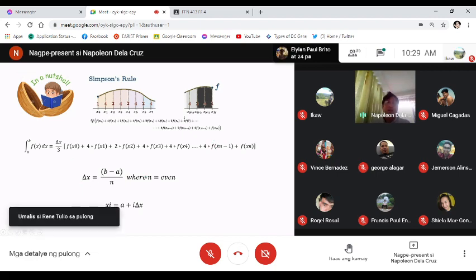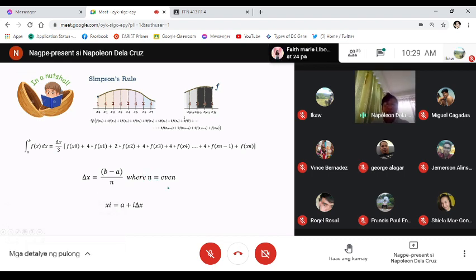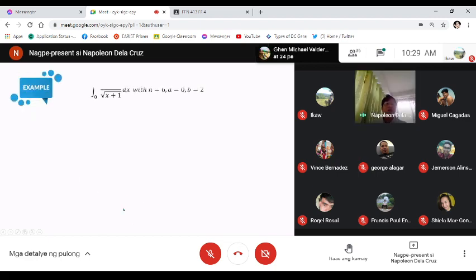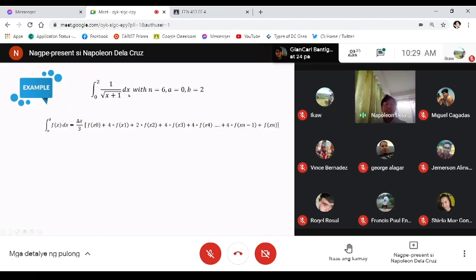Okay? The delta x will be the same formula as the trapezoidal rule, and the n this time is an even n. Then you have the formula here. Okay? So for example, we will be evaluating this equation with n equal to 6. Take note that is even. A is equal to 0 and B is equal to 2.